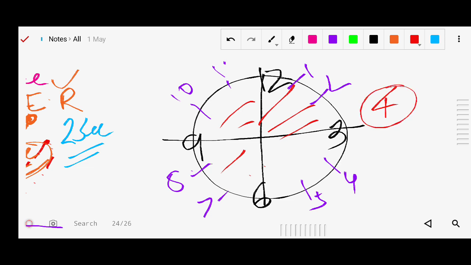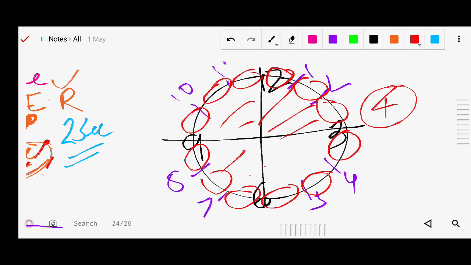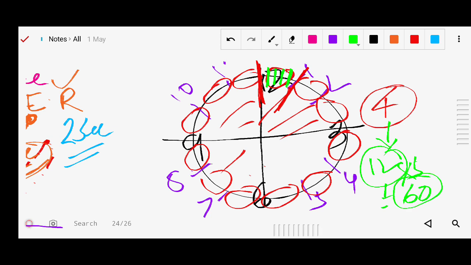In each quadrant, how many numbers are there? You can see these gaps: 1, 2 and 3. Likewise 4, 5, 6, 7, 8, 9, 10, 11 and 12, so 12 gaps are there, right? In each of these 12 gaps, how many lines are there? You will notice there are 5 small gaps. So it is divided into 12, and each has 5 gaps, so 12 times 5 is 60. Total 60 lines are there, right? Each one is called one gap.